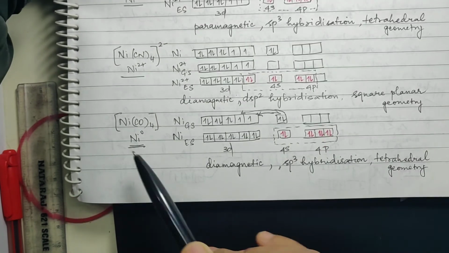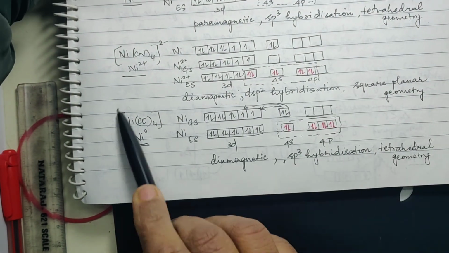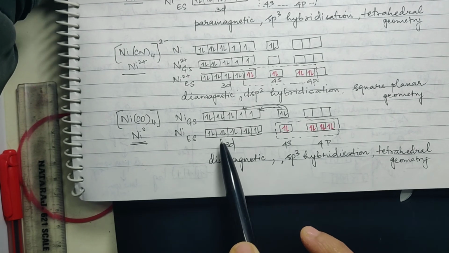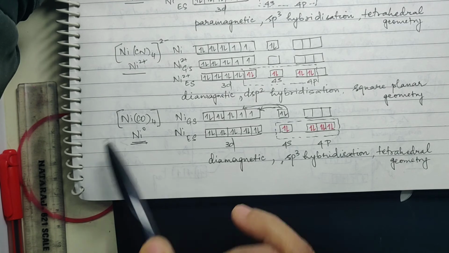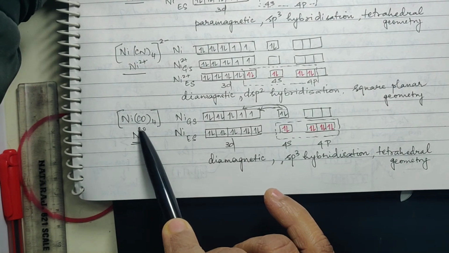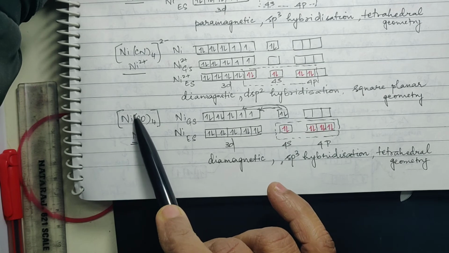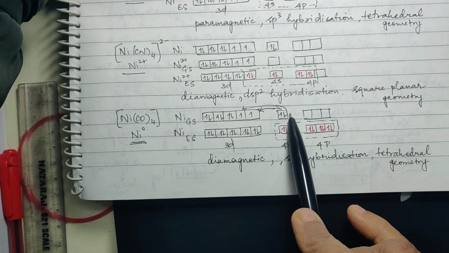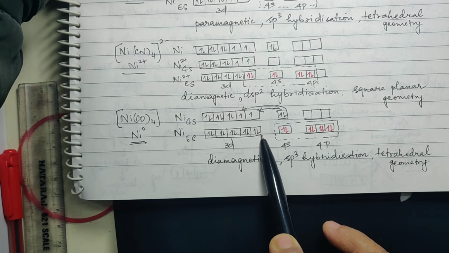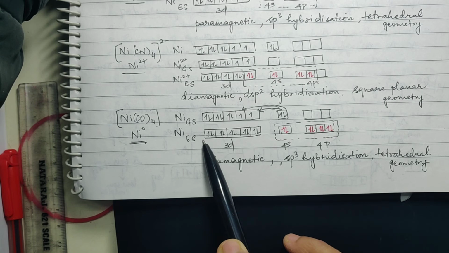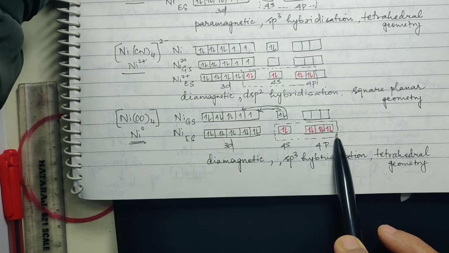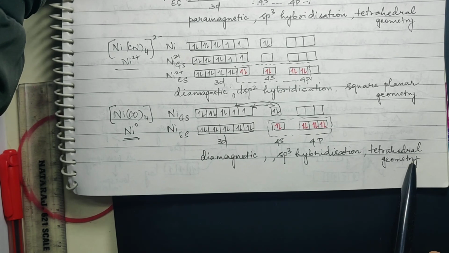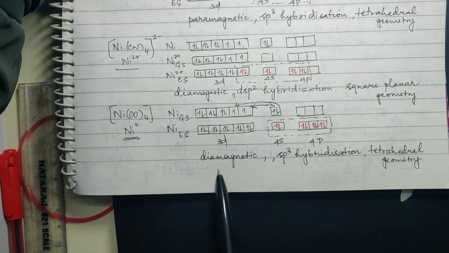Now if you consider Ni(CO)4, this is a neutral complex. In this case what is happening? The same way, 3d8 4s2. Now since carbon monoxide is a neutral ligand, nickel is in the 0 oxidation state. So what happens? The 2 electrons of 4s come into d and get paired. So 3d becomes completely filled. Now you are left with only s and p to participate in hybridization. So this also undergoes sp3 hybridization and will show tetrahedral geometry, and this will be diamagnetic.